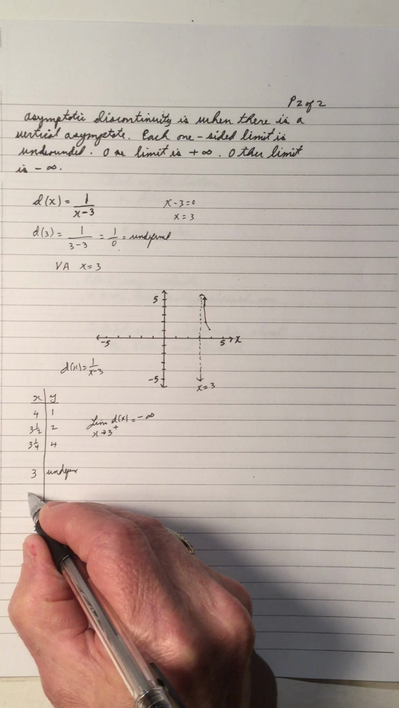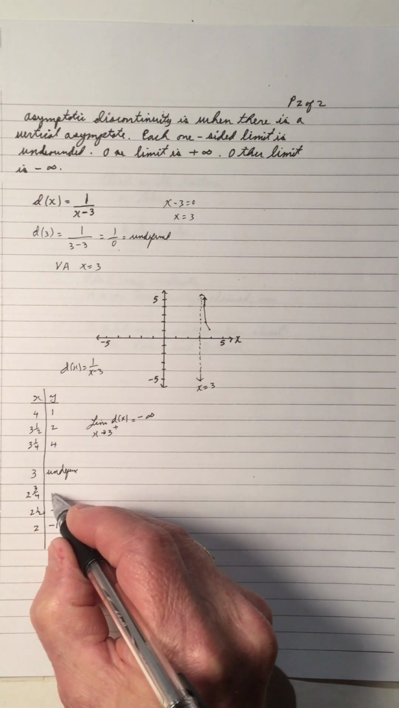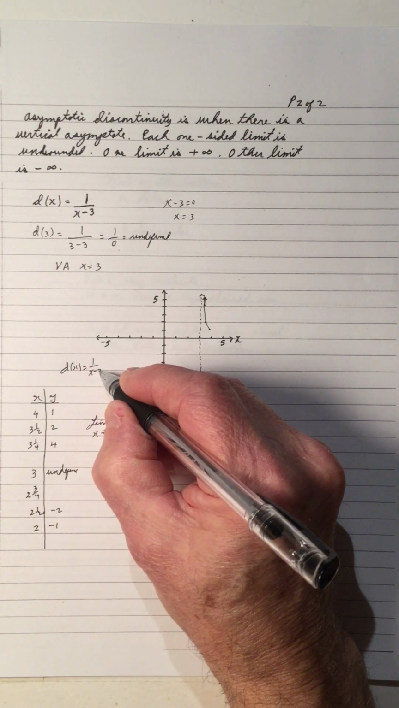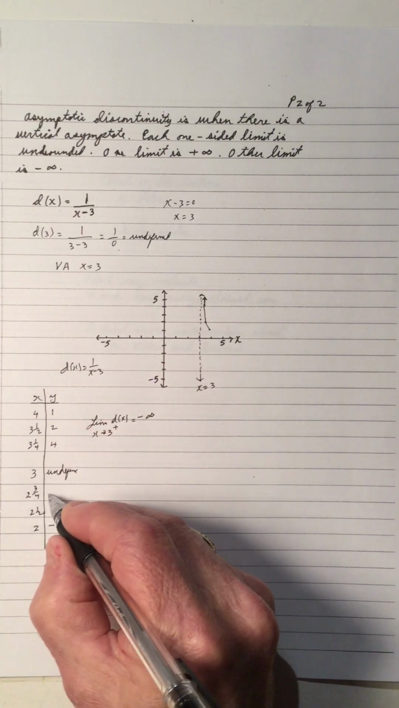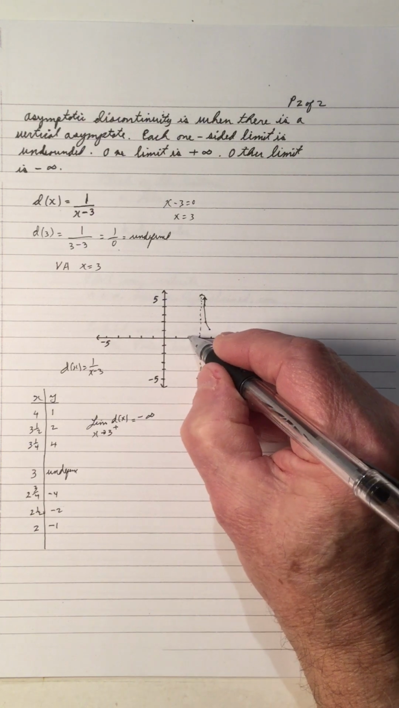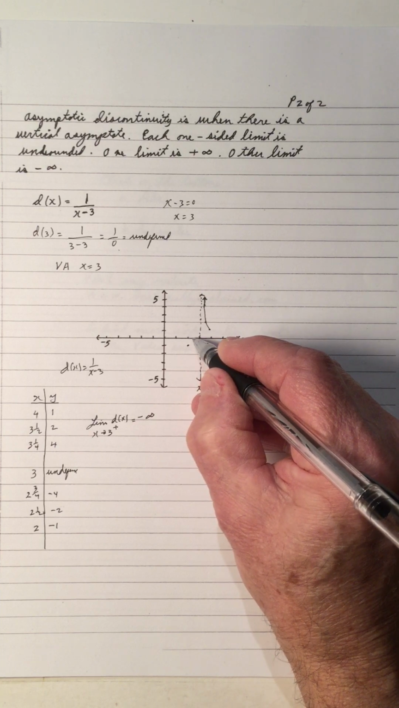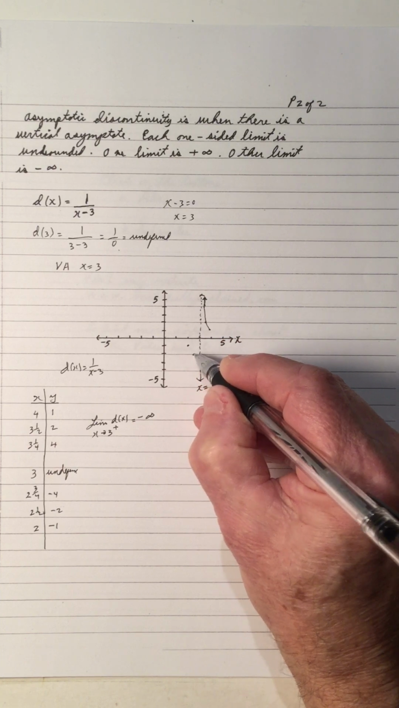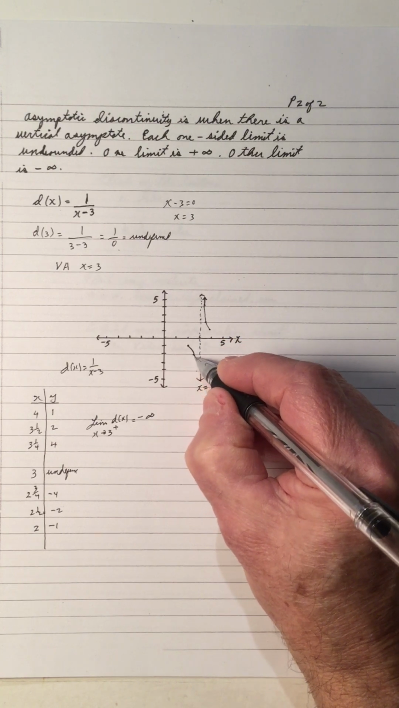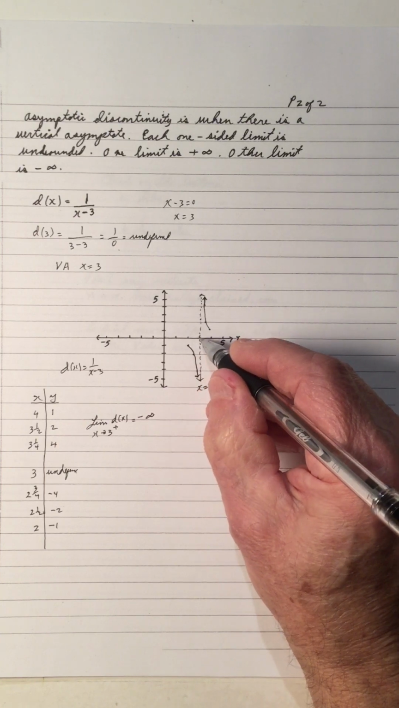And now we get 2 3/4. 2 3/4 subtract 3 is negative 1/4. The reciprocal of negative 1/4 is negative 4. So you can see if we plot those points, 2 is negative 1, 2.5 is negative 2, 2 3/4 is negative 4. So you can see the graph is coming in like this. Remember, it will never go through this vertical asymptote.